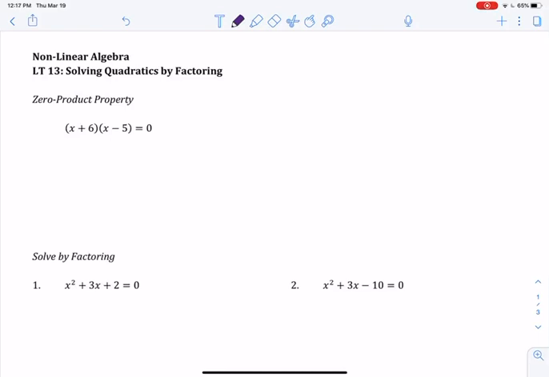Learning Target 13, Solving Quadratics by Factoring, is similar to what we learned about factoring during trimester 2, but adds an extra step and involves the zero product property. So let's write down that the solution of a quadratic equation is the value of x when you set the equation equal to 0.